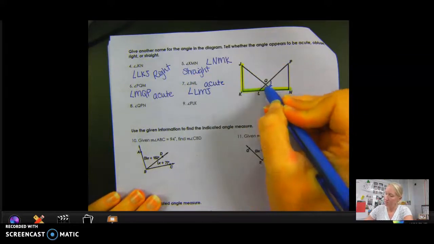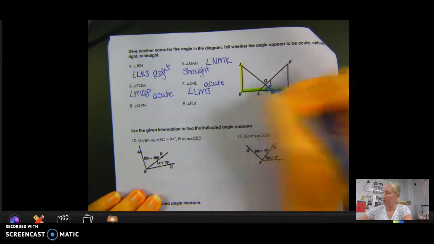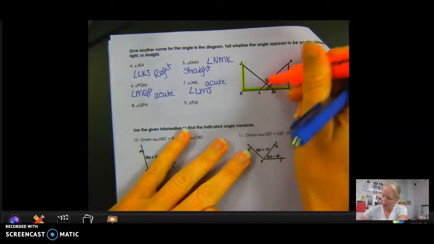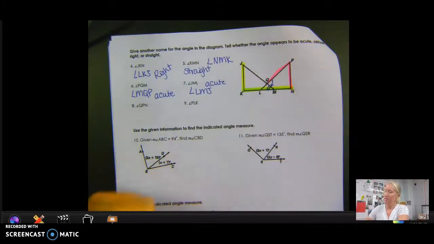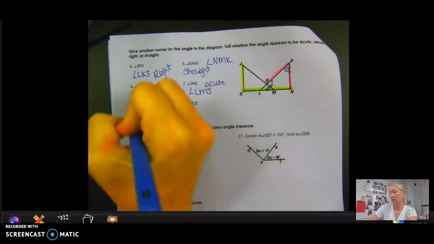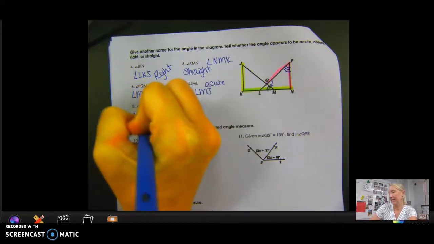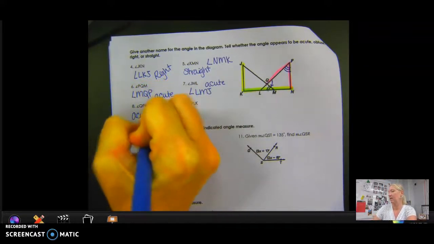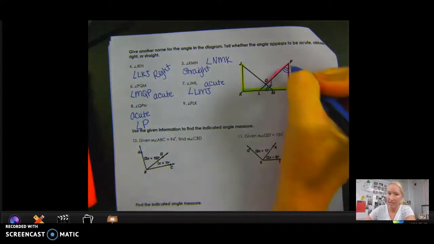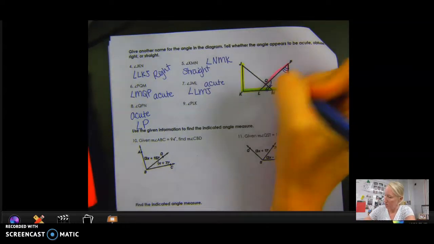Next one is Q to P to N. So Q to P to N would be from here, up here, and down. This guy appears to be acute. I can name that with one letter, so I'm going to name it angle P because there's only one angle at P. And then the last one is P to L to K.